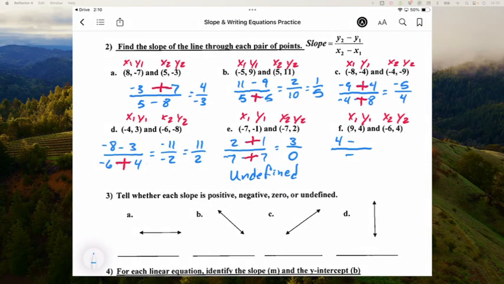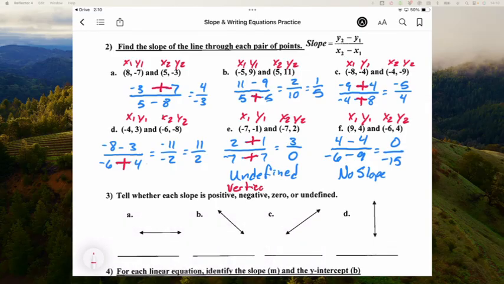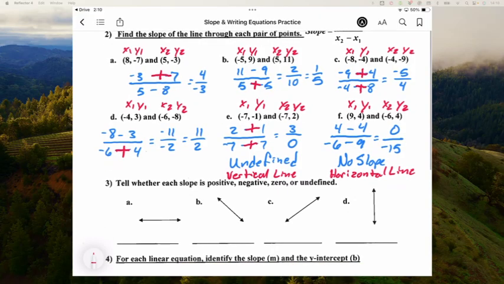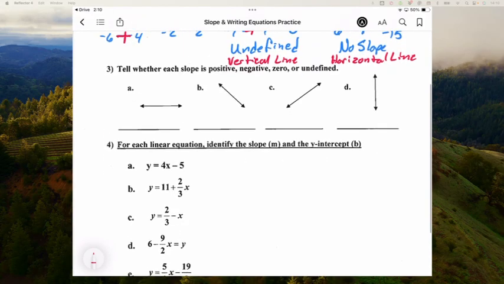So then 4 minus 4, that's going to end up being 0, but that's okay because it's in the numerator. -6 minus 9, 0 over -15. That is no slope, which would be a horizontal line. So the one prior would be a vertical line. This one would be a horizontal line. Okay, I'll pause here for a moment so you can pause me if you need to. I'm going to move on.